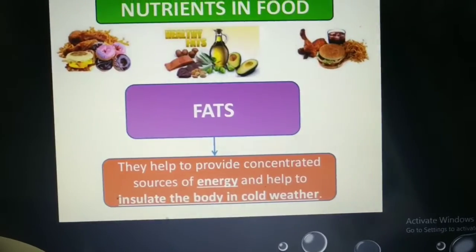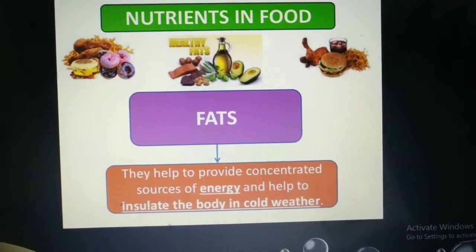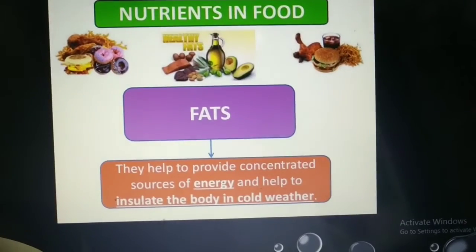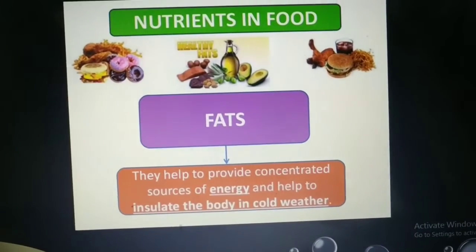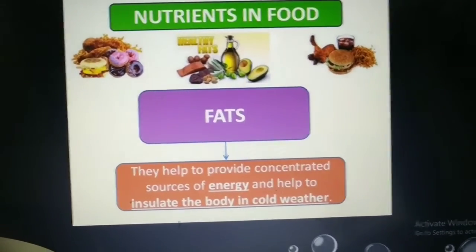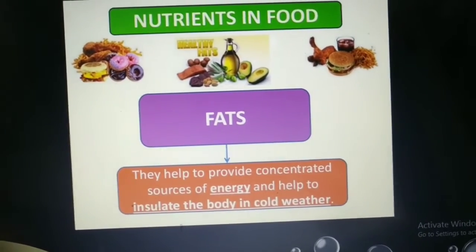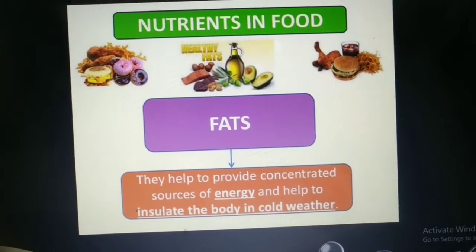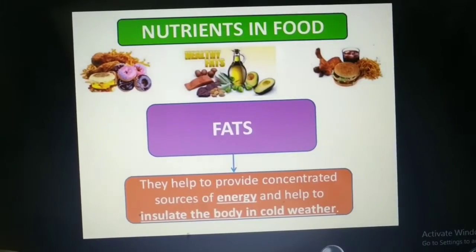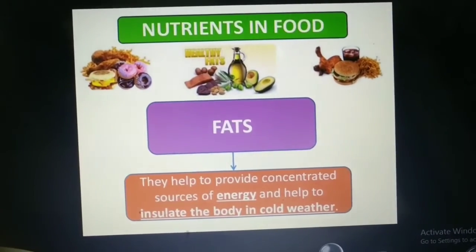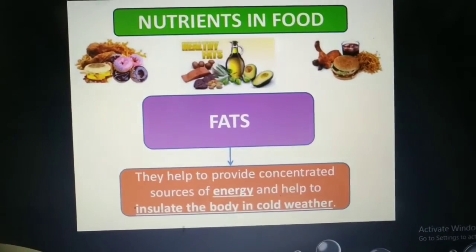Let's proceed. Next is fats. Fats are in the junk we eat, in the pizza, burger, pasta. Everyone likes them, but it's fatty food. They provide concentrated sources of energy, which means huge sources of energy, and help to insulate the body in cold weather. So it helps to keep our body warm in cold weather. So this is about fats.